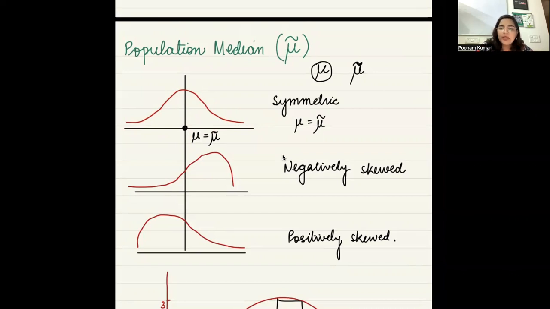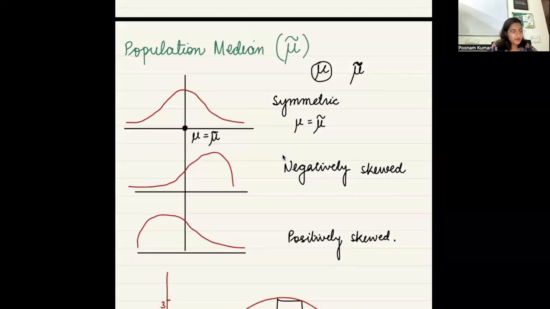Ma'am, will it be asked in the exam why it is equal? Not necessarily in this manner, but you should just know all of this, and then you can use examples to explain all of this. Okay, ma'am.